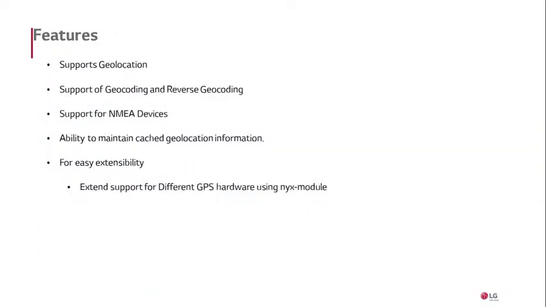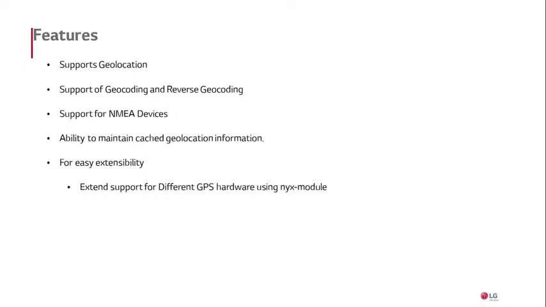Features. What are the features which are supported in location service? It supports geolocation. What do we mean by geolocation? Geolocation refers to the identification of the geographical location of a user or a computing device via a variety of data collection mechanisms. Typically, most geolocation services use the network routing address or internal GPS device to determine the location. Internal GPS is basically whatever GPS device we connect to the target.